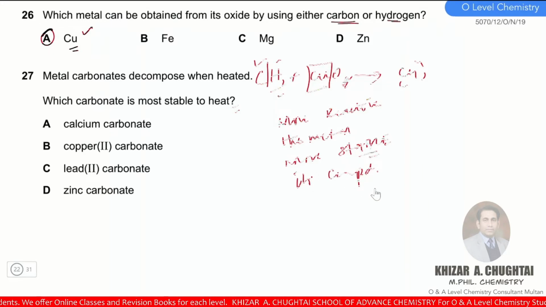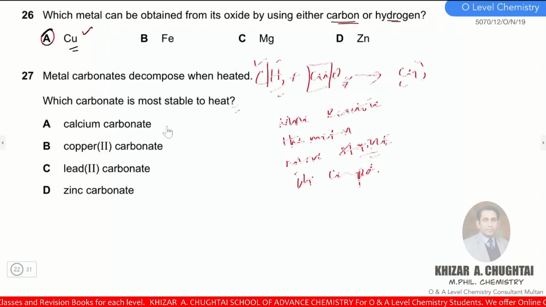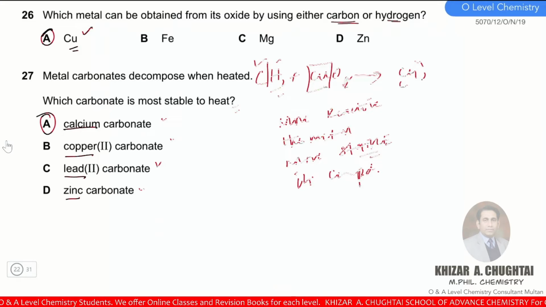So now come toward this one. Calcium carbonate, copper carbonate, lead carbonate, and zinc carbonate. Which one is the most active metal? Calcium, copper, lead, or zinc? Obviously, it is the calcium one. So A is the correct option.